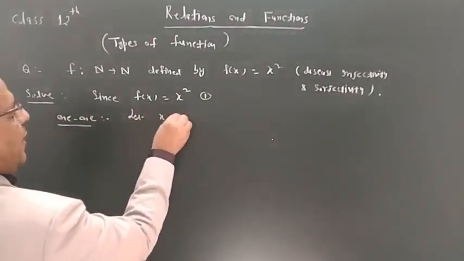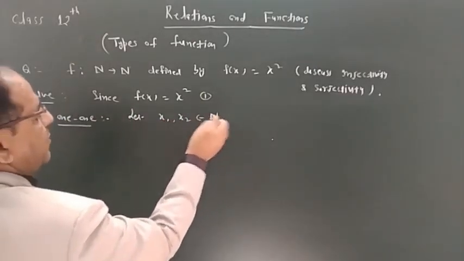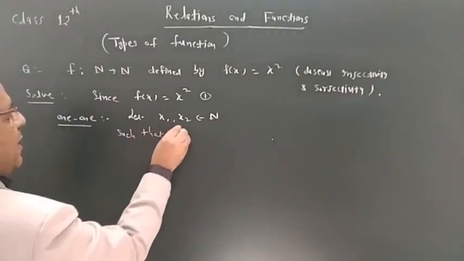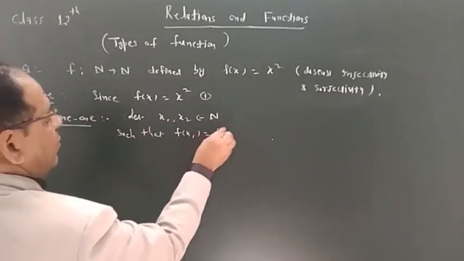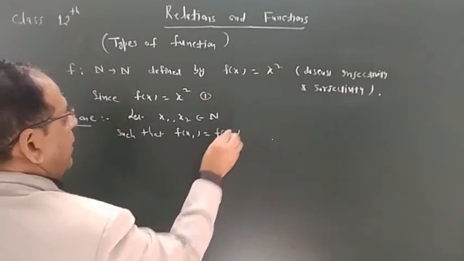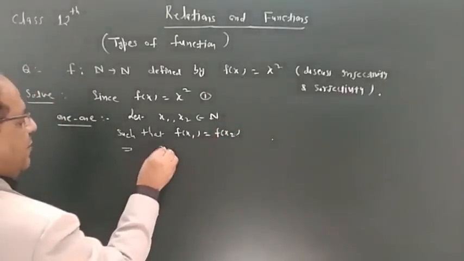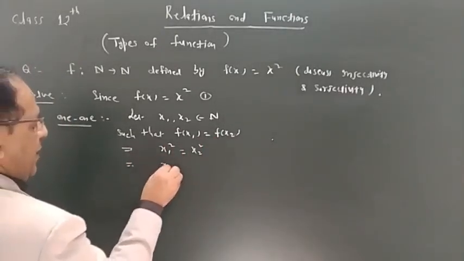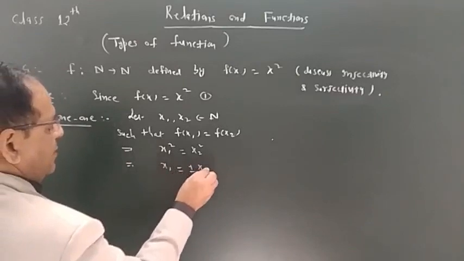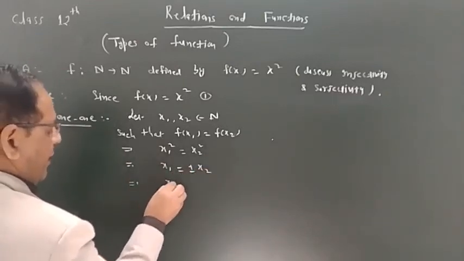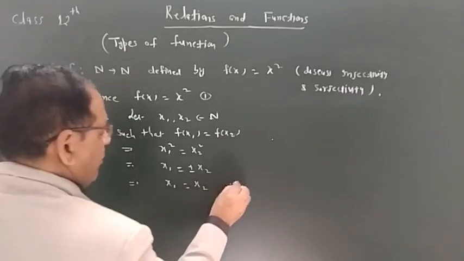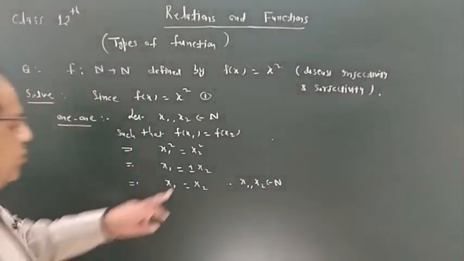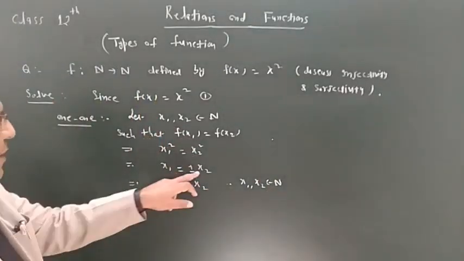Let x1, x2 belong to N such that f(x1) equals f(x2), that means x1 square equals x2 square. This implies that x1 equals plus minus x2, or x1 equals x2 because x1, x2 belong to N. So the negative sign can be left out here.